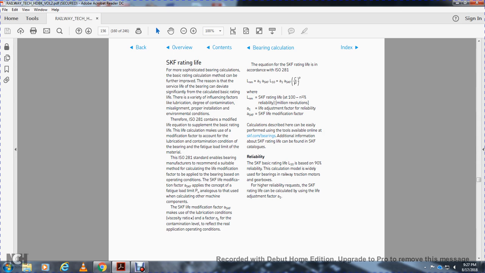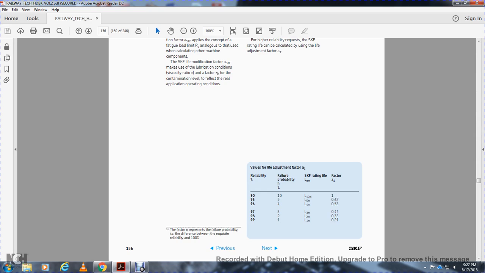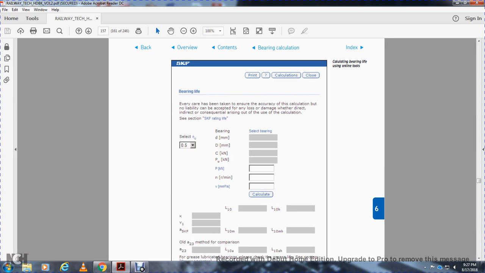The SKF basic rating life L10 is based on 90% reliability. The calculation module will be used for the bearings in the railway traction motor gearbox, where high reliability is required. The SKF rating life can be calculated using the life adjustment factor a1. The failure probability and adjustment factor a1 for reliability are 90, 95, 97, 98, and 99 percent. This shows the calculation of bearing life using the online tools.